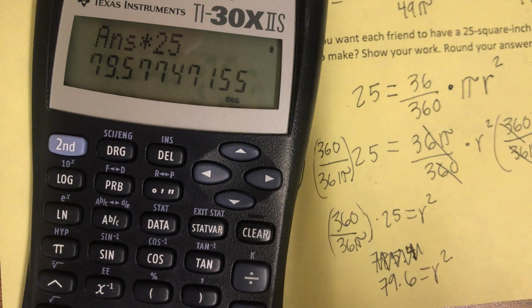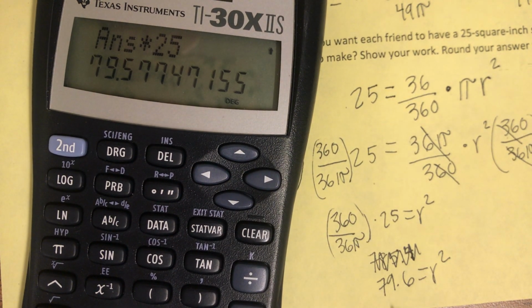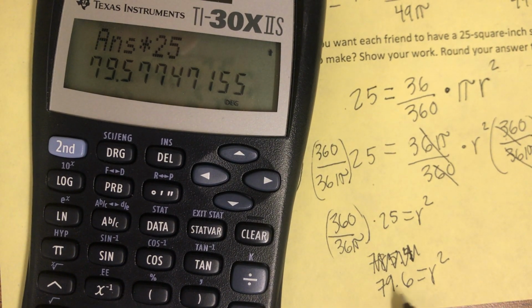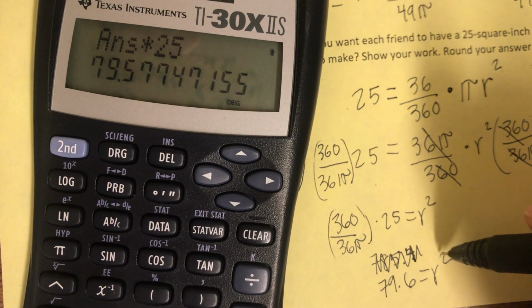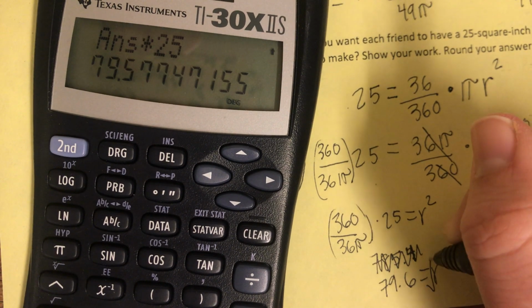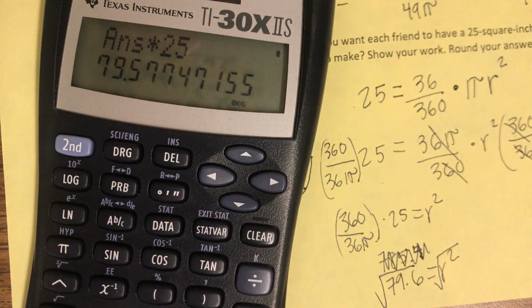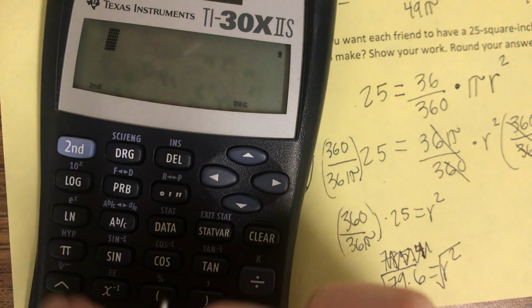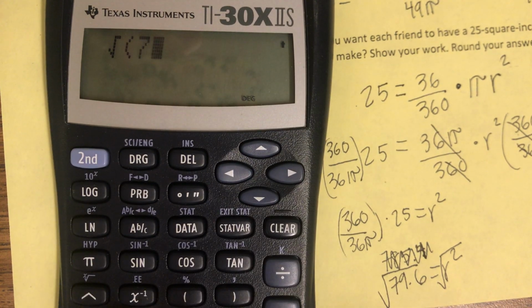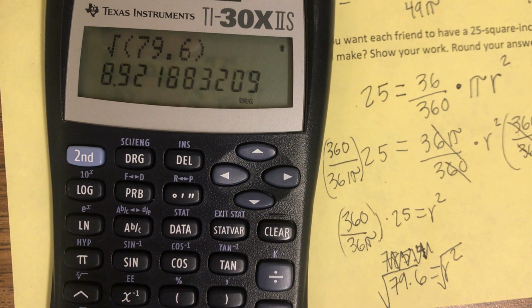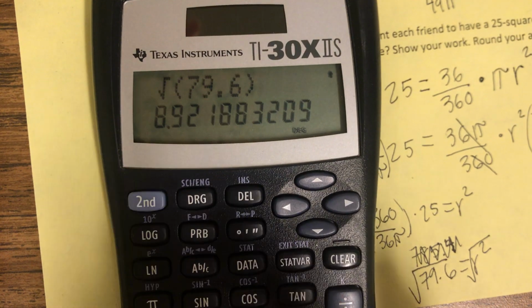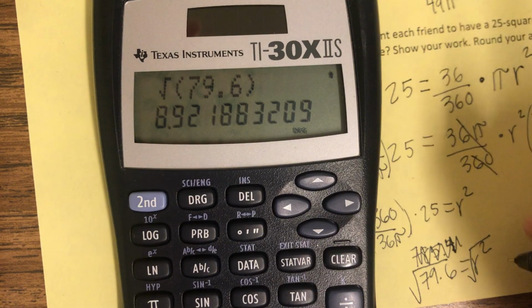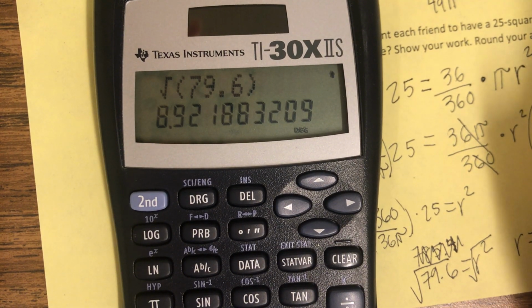Okay. So, this is not our radius because this is equal to r squared. We don't want r squared, we just want r. So remember that to undo exponents, we can take the square root of both sides. And when I take the square root of 79.6, I get 8.92. It says to round to the nearest whole number, so 8.9 rounds up to 9. So I get that r equals 9.